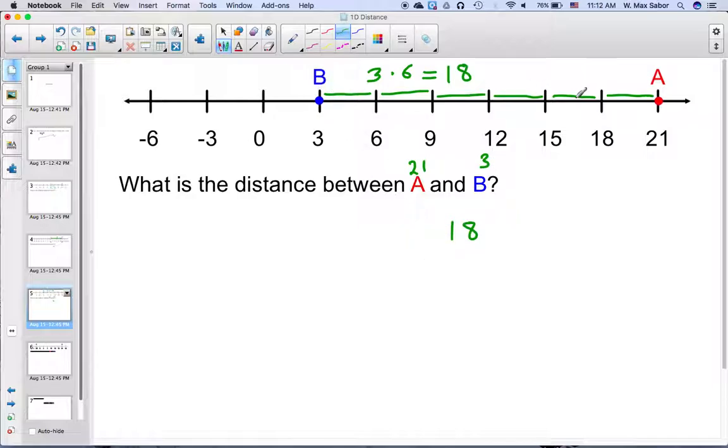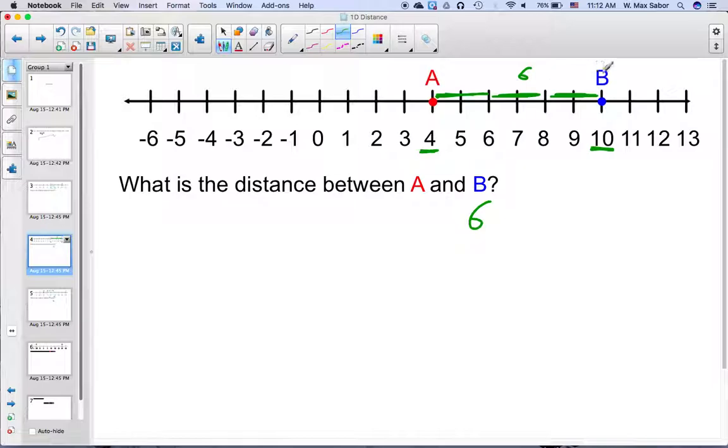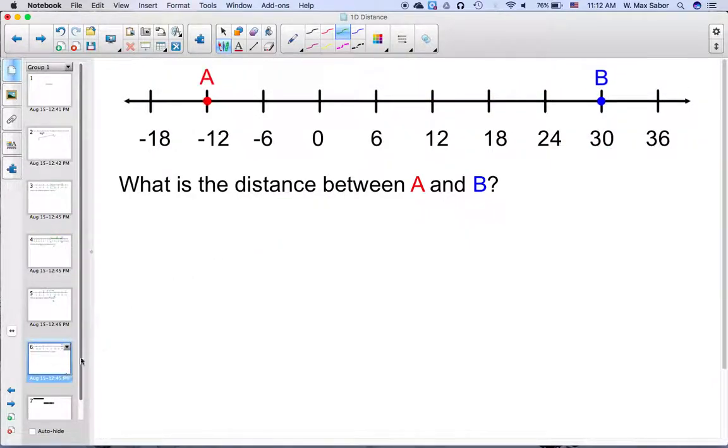Notice that here B is on the left of A, and here A is on the left of B. That does not make a difference for distance. Distance is always positive. What about here? Well, here we see that each of these is a size of 6. So how many spaces are there? 1, 2, 3, 4, 5, 6, 7 spaces. And each of those is 6, so that gives us a length of 42.